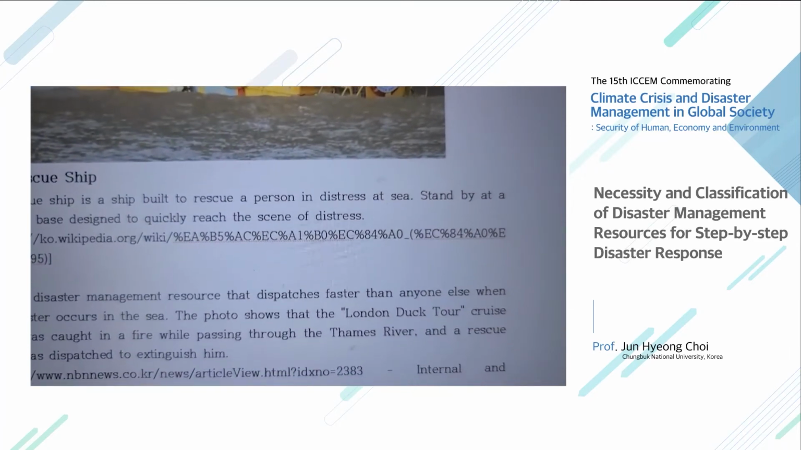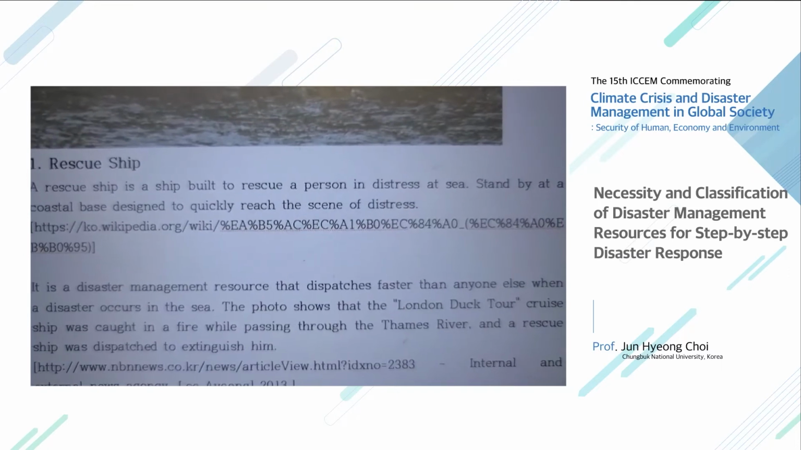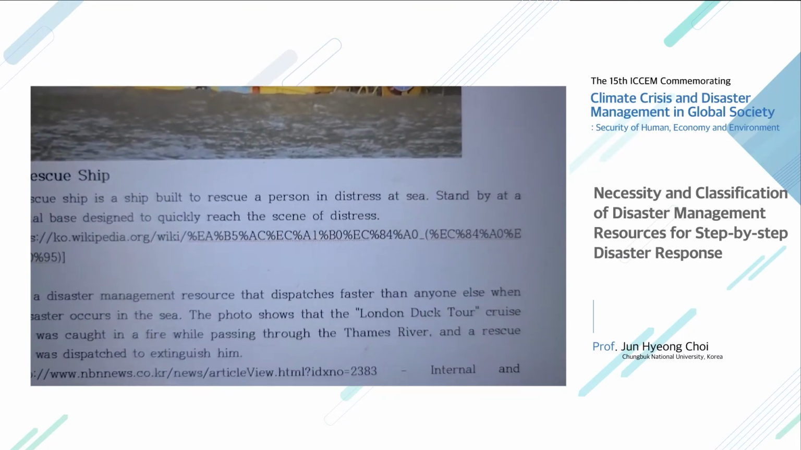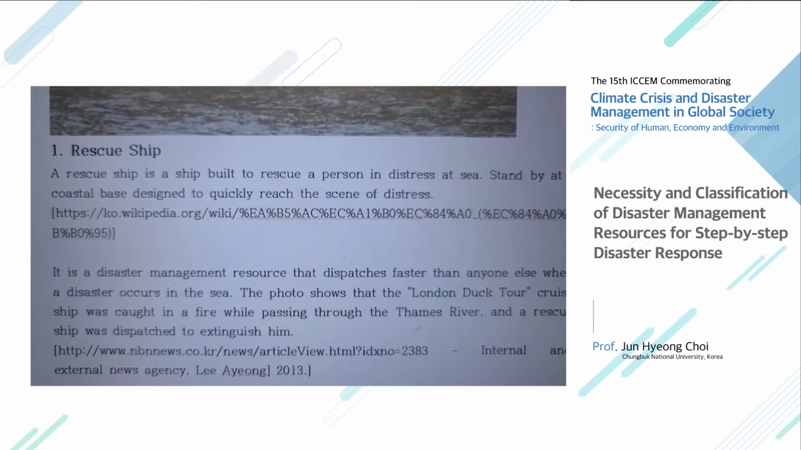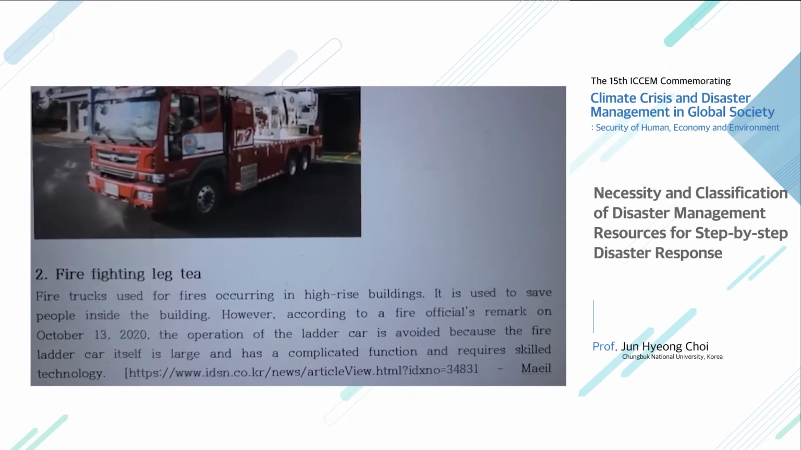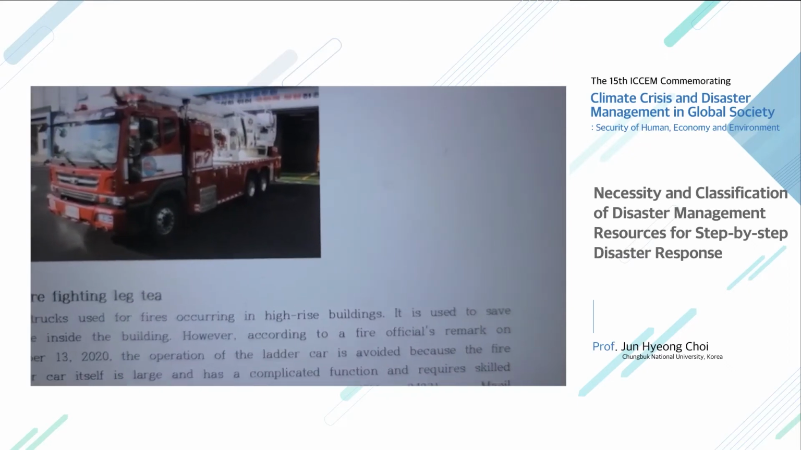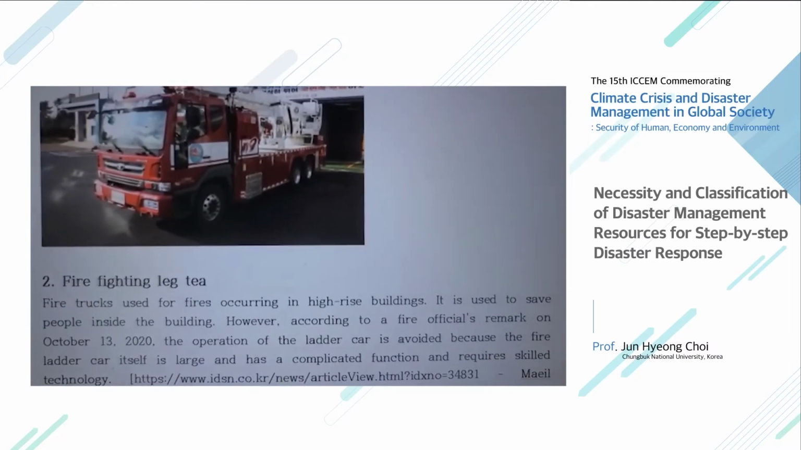The photo shows that the London Doctor cruise ship was caught in a fire while passing through the Thames River, and the rescue ship was dispatched to extinguish it. And the second is the fire ladder truck. The ladder truck is used for fires occurring in high-rise buildings. It's used to save people inside the buildings.